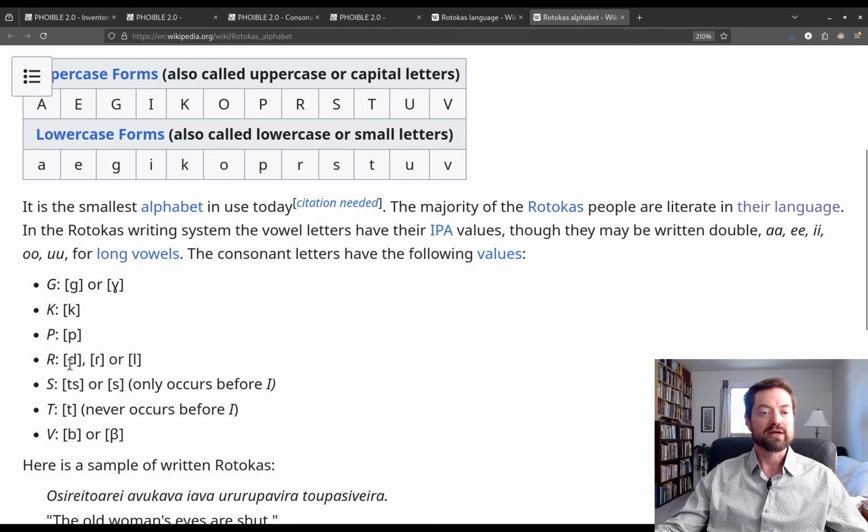This R here can be a hard D. It can be like a tap, like "da." It can actually also be an L. So just like in Japanese, there's no distinction between an L-like sound and an R-like sound. It's the same thing here. So that is the wonderful world of Rotokas.